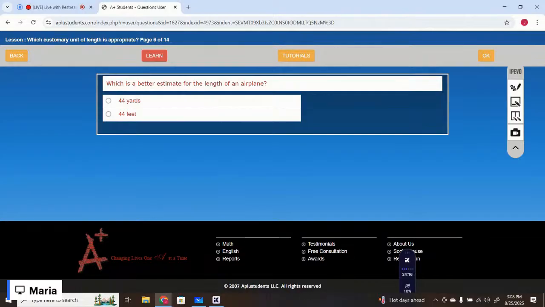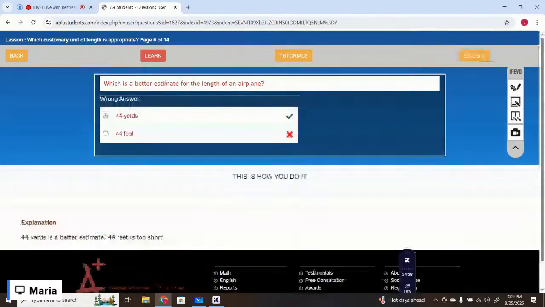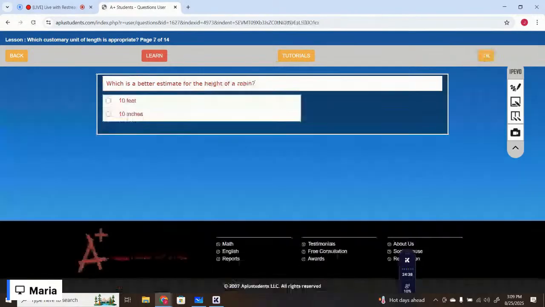Which is the better estimate for the length of an airplane? It would be 44 feet. Option number two is the correct option. Oh, 44 feet is too short. It would be 44 yards. So option number one is the correct option.